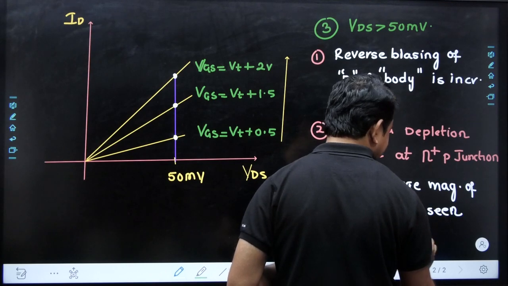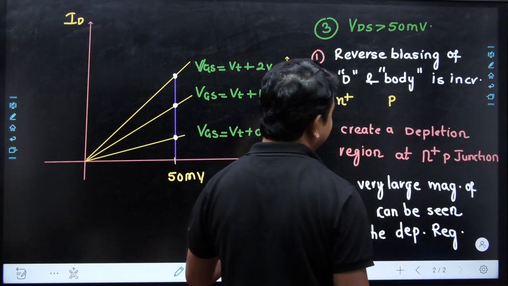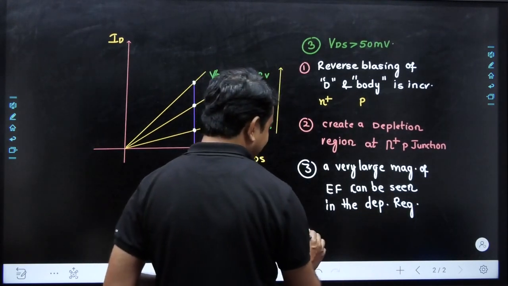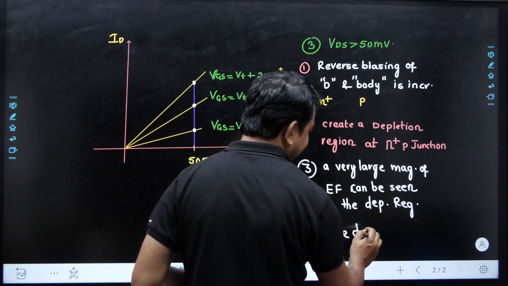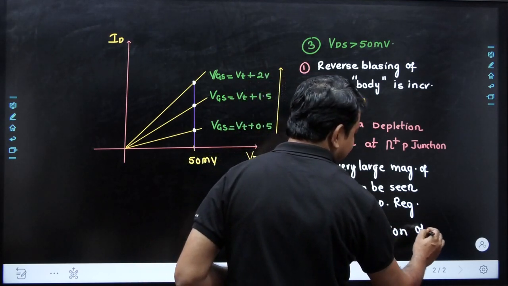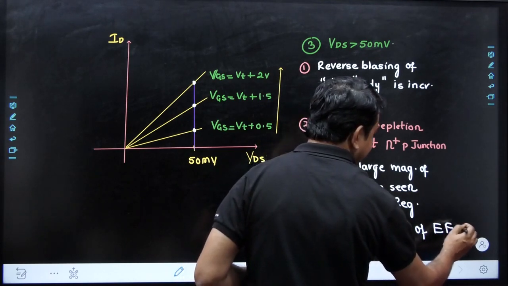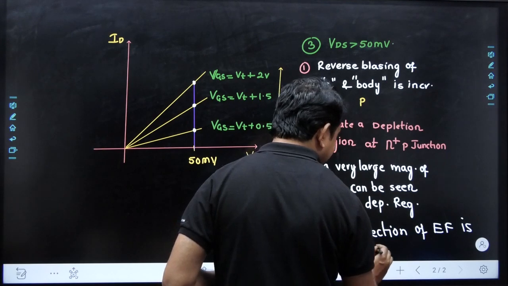depletion region. And what will be the direction of this electric field? I just add here the fourth point: the direction of electric field is from positive to negative.